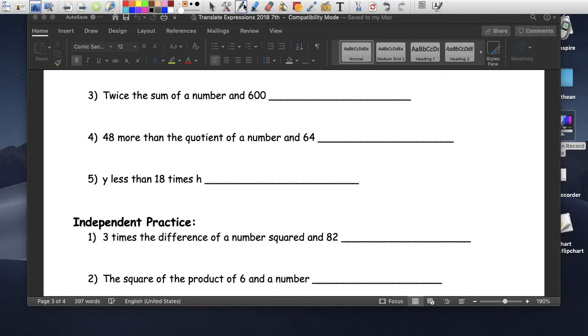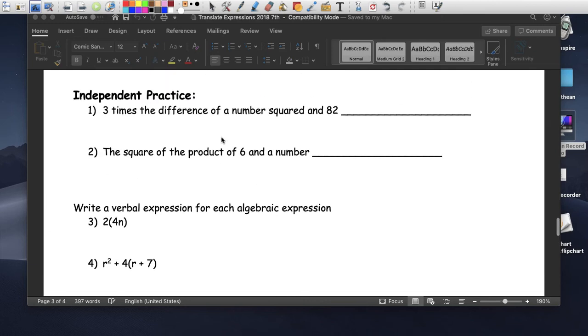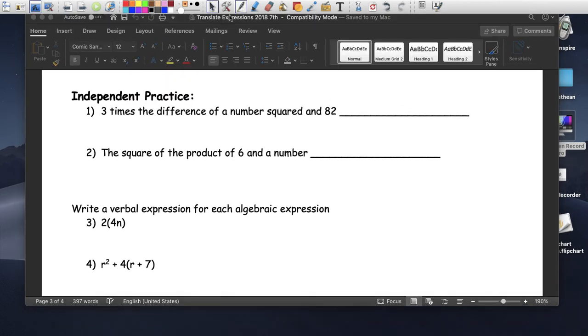Y less than 18h, so y is y, less than is subtraction, and then 18 times h, or just 18h. Because again, this one we're going to switch the order, and it becomes 18h minus y. Alright, so it's going to get a little longer. So 3 times, and what are we multiplying? We're multiplying the difference of a number squared, and the difference means subtraction.